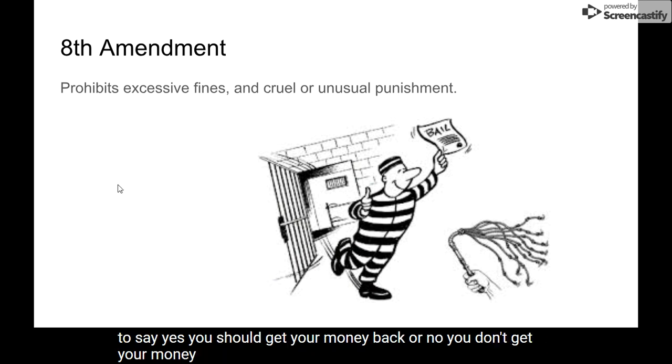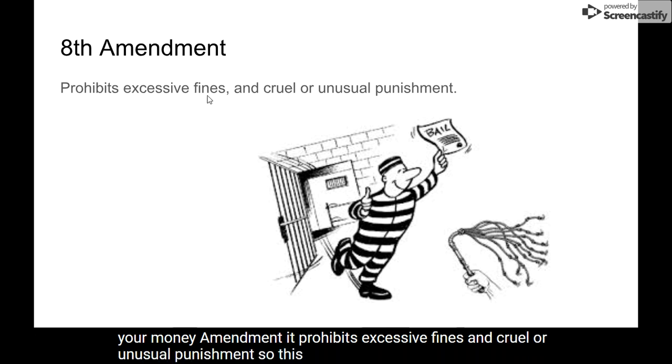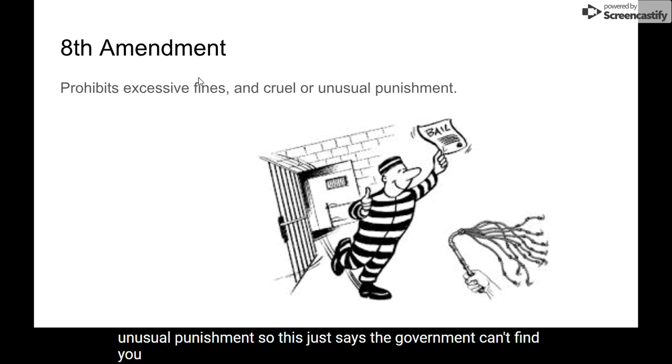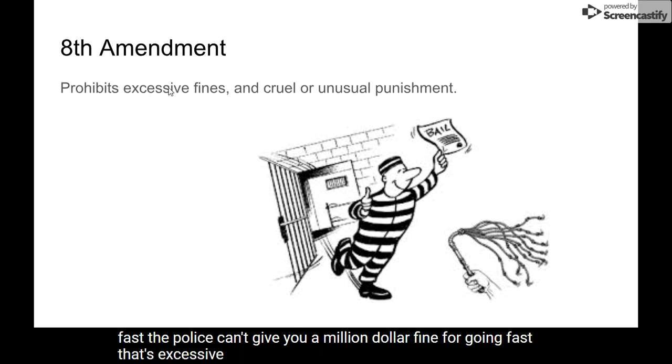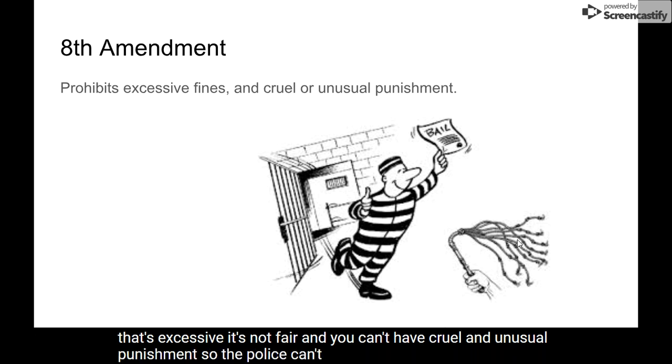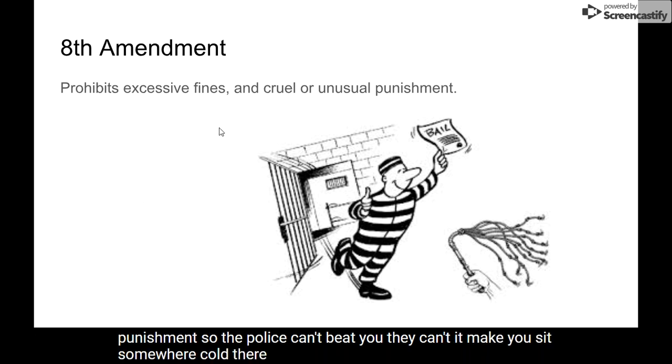Eighth Amendment. It prohibits excessive fines and cruel or unusual punishment. So this just says the government can't fine you. Let's say you have a speeding ticket, you're going too fast. The police can't give you a $1 million fine for going fast. That's excessive. It's not fair. And you can't have cruel and unusual punishment. So the police can't beat you. They can't electrocute you. They can't make you sit somewhere cold. There can't be unusual punishment.